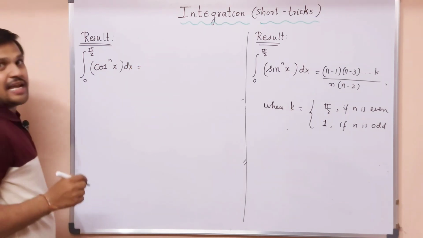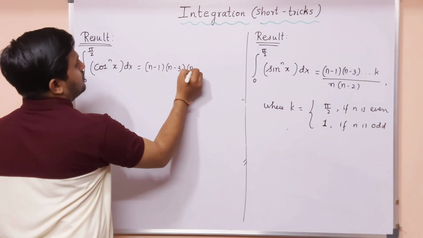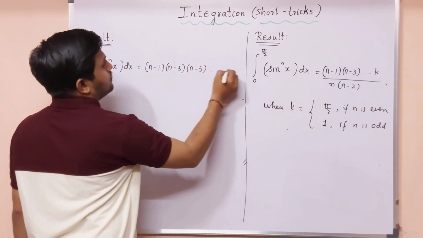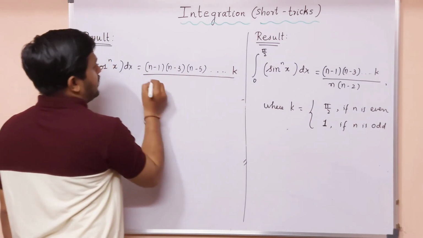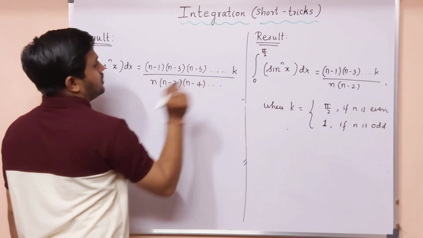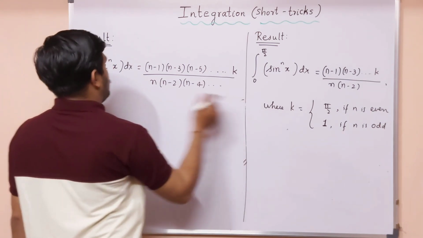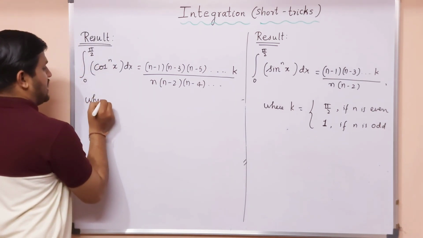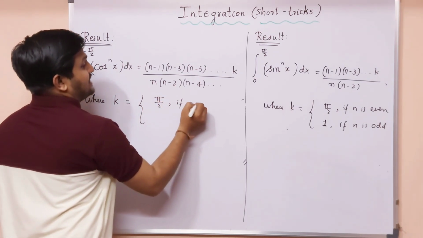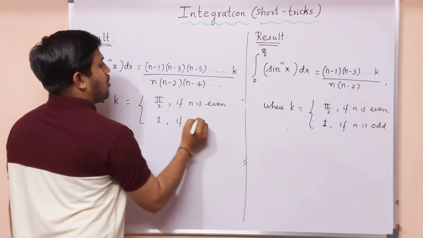And I can write the formula directly. It is (n minus 1), (n minus 3), (n minus 5) and it goes on. The next terms are n minus 7, n minus 9 and it goes on, up to k, divided by the denominator n into (n minus 2), (n minus 4) and it goes on. Okay? And do you know what the value of k is? What does k stand for? k will be pi by 2 if n is even, and k will be 1 if n is odd.